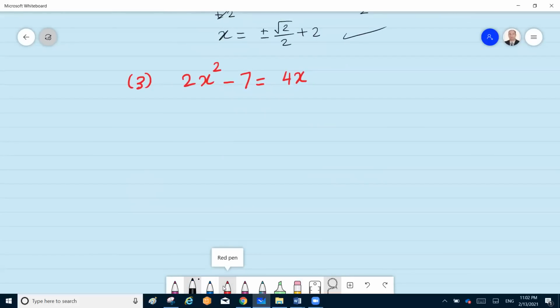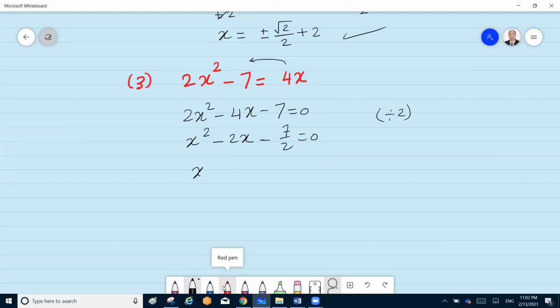Answer. You have to rewrite the equation, bring 4x here. So 2x squared minus 4x minus 7 is equal to 0. After that, divide by 2 to get x squared only. x squared minus 2x minus 7 over 2 is equal to 0.